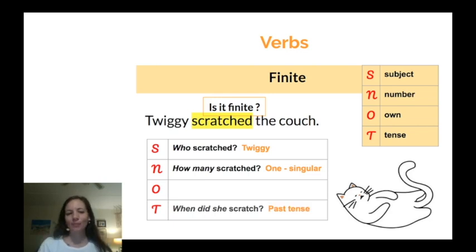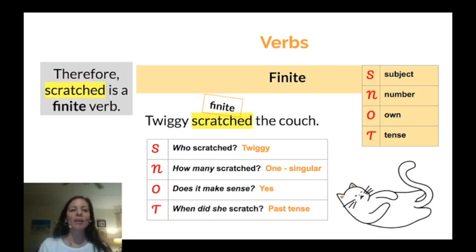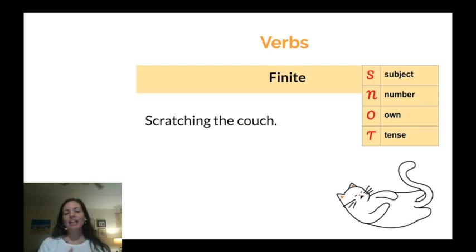And finally, does Twiggy scratch make sense? Okay, does it make sense on its own? Yeah, it makes sense. Twiggy scratched. I know who scratched. I know what Twiggy did. So yes, we now therefore can say that we have a finite verb, and our finite verb is scratched. Let's look at another example that looks quite similar.